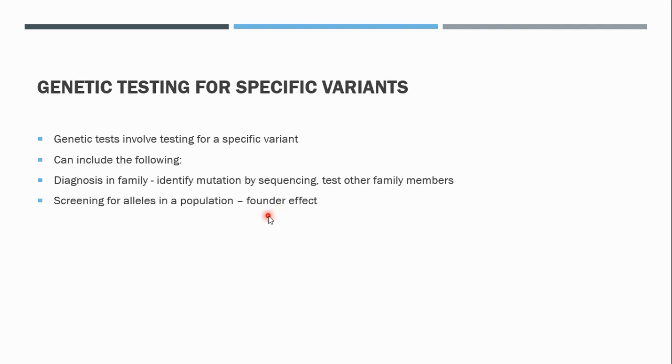And for this reason, genetic diversity in these small isolated populations could be much less than the diversity in a larger population group. Therefore, certain alleles and perhaps mutant alleles that could contribute to disease may have a higher frequency in these populations. And therefore, we can use genetic testing to screen for common alleles in a population.